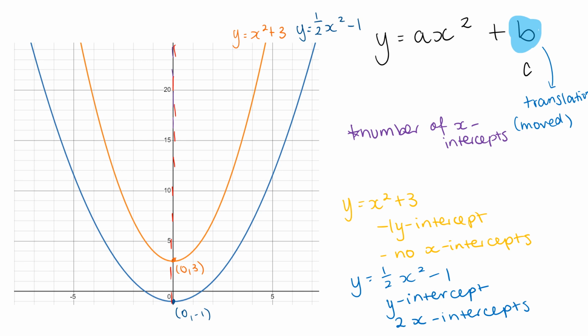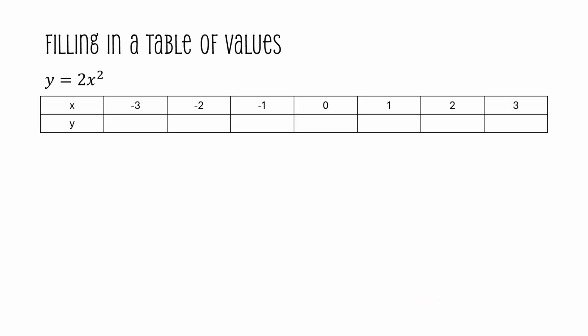And you'll be able to see that in a table of values. Now, a table of values still works the same as with a linear graph. We just have to be careful with our order of operations, being that your power is going to come before your multiplication. Okay, so I'm going to start by finding out, well, what happens when x equals 0 here?